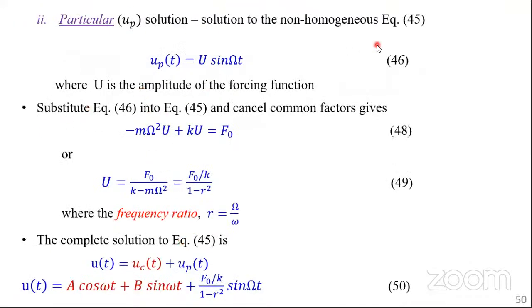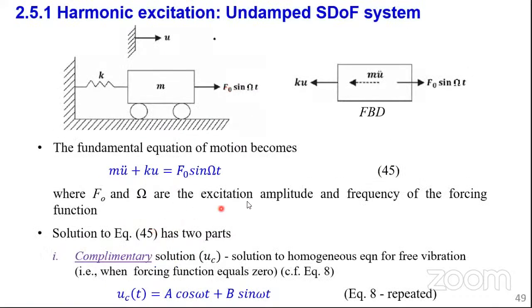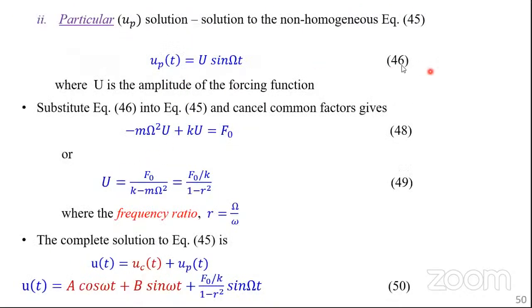Now, to substitute: this is a typical solution, the particular solution u_p, equation 46. So you substitute equation 46 into 45, and of course we cancel common factors. To do so, remember we are to substitute in equation 45 the second derivative of u. So you differentiate equation 46, u_p, twice, and then you substitute in equation 45. The common factors are this sine omega t, or sine ohm t, so that you are left with this equation 48. Now this is just a matter of rearranging. We end up having the amplitude of the forcing function expressed as F naught over K.